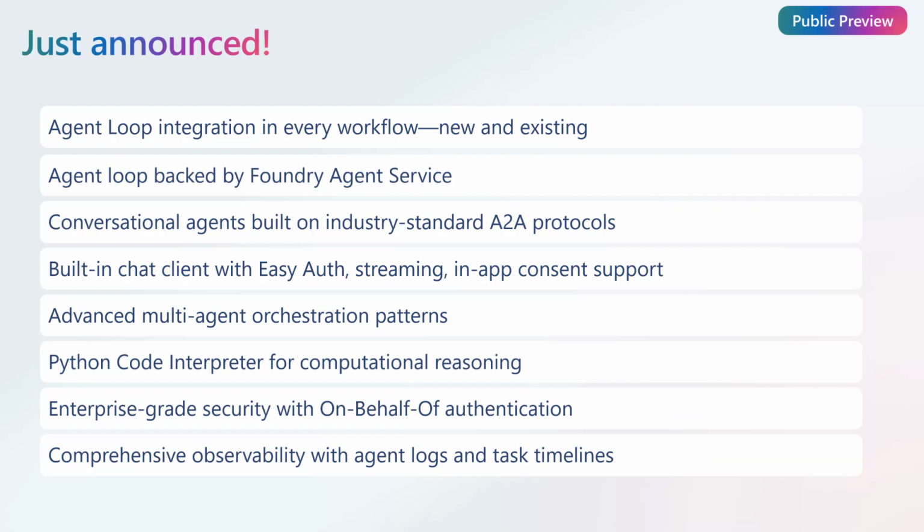So we covered a little bit of this on the previous slide, but there's a few additional things to discuss here. Everything you see on this slide is public preview, so just be aware of that. We've updated both the conversational and the autonomous use cases. We're supporting A2A protocols. We've got that built-in chat client you're going to see in the demo. This is using EasyAuth. This is using your Entra ID. This is authenticated, this is easy to set up, and this just works.